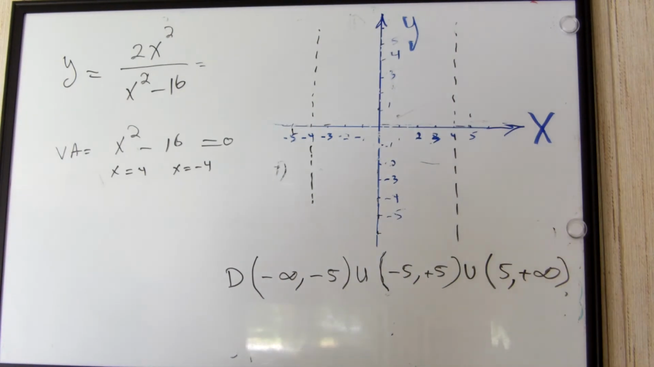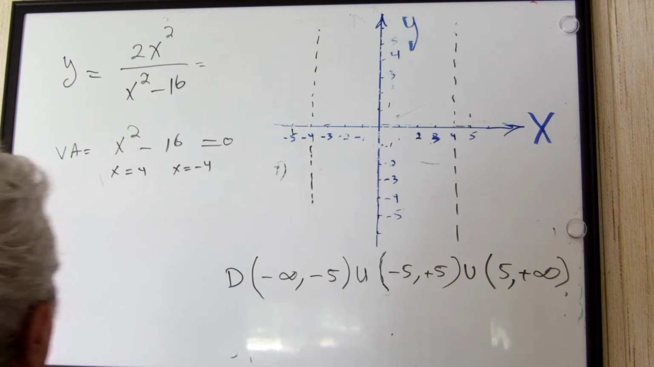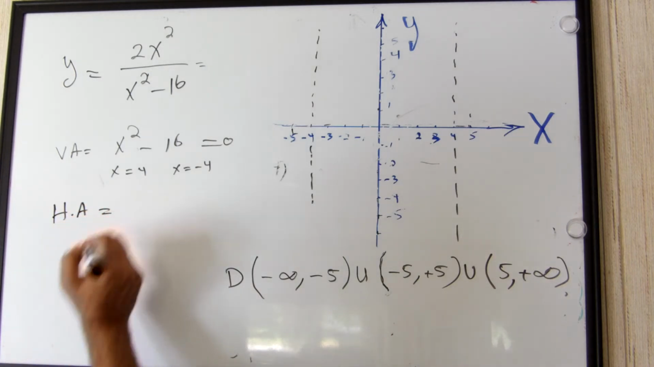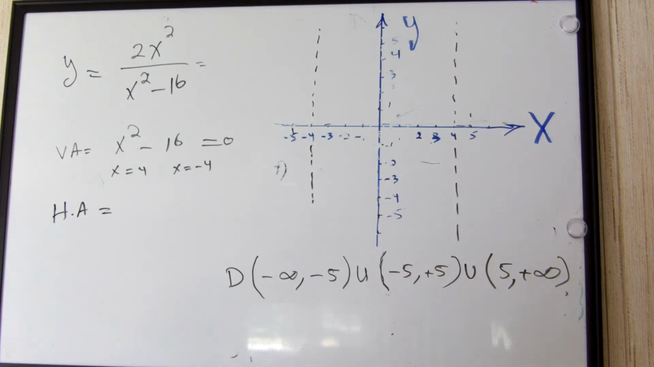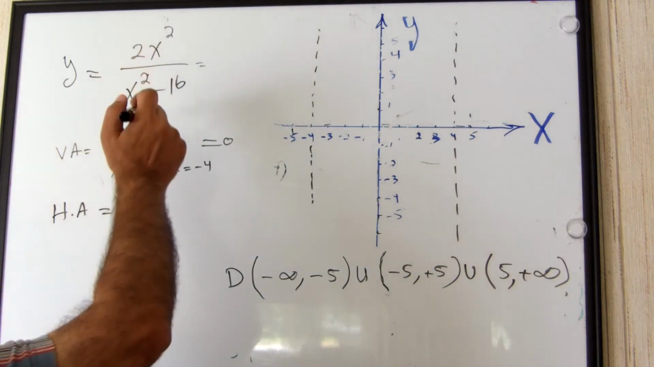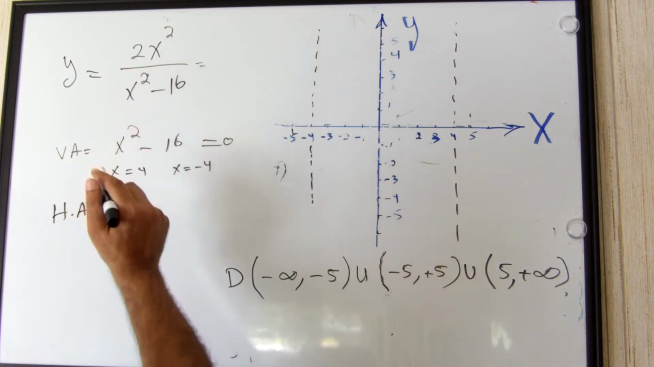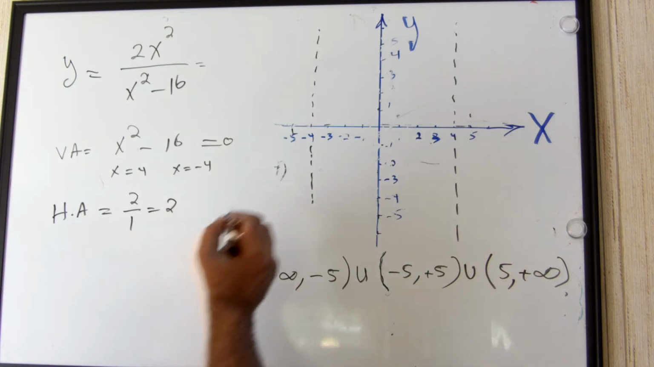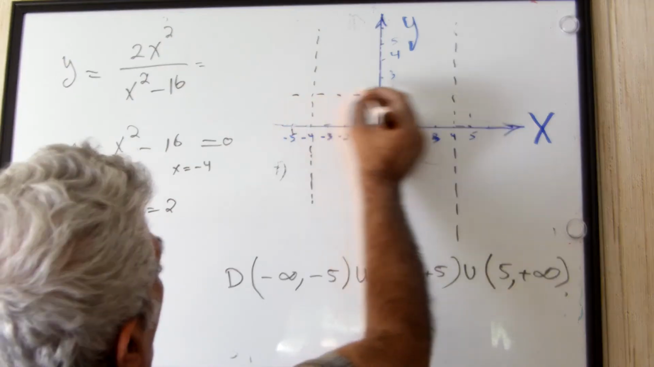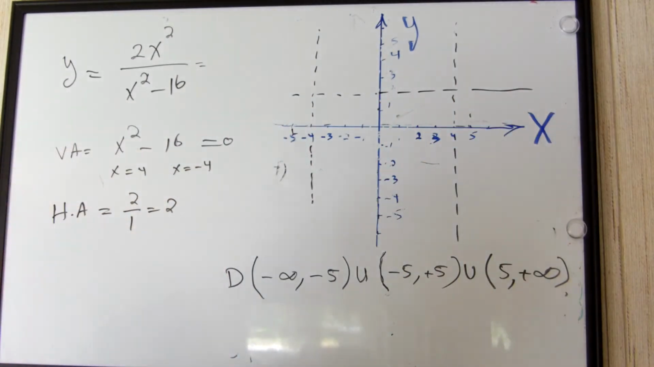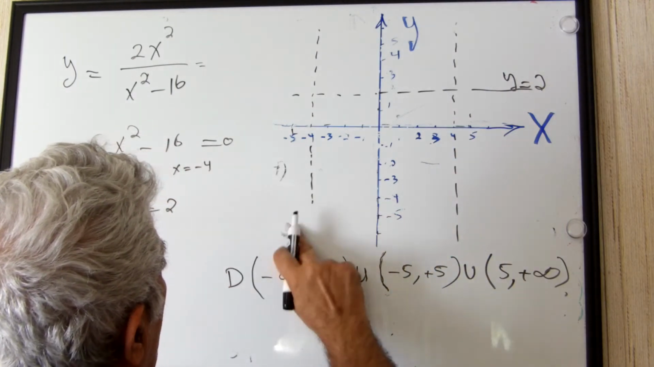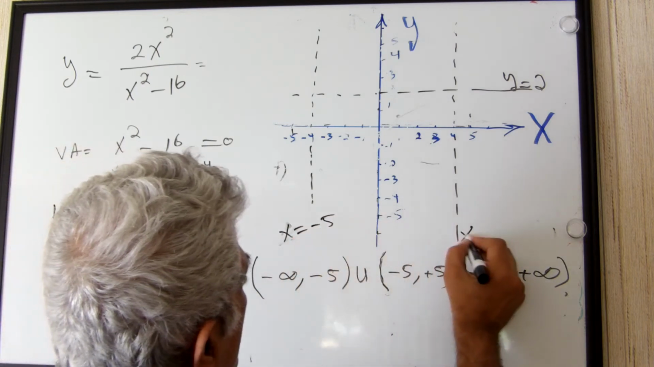And then union from 5 to plus infinity. Let's talk about vertical asymptotes, and also horizontal asymptotes. A horizontal asymptote is just related to the degree of the numerator and the degree of the denominator, and we write the coefficients. The leading coefficient is 2 over 1, which is going to be 2. So y is equal to 2 is the horizontal asymptote, and the vertical asymptotes are x equals minus 5 and x equals 5.